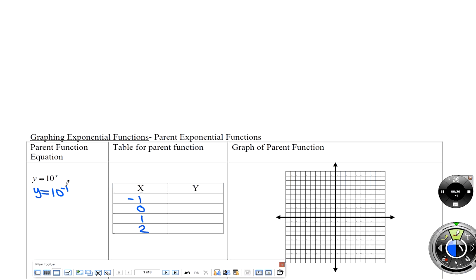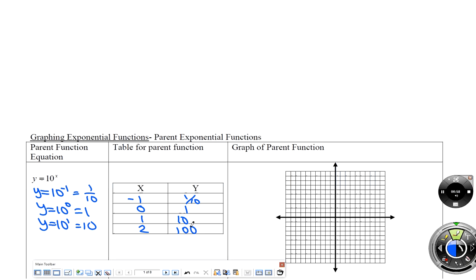So what's 10 to the negative 1 power? 1 over 10. And then when you plug in 0, you're calculating that y value by calculating what 10 to the 0 power is, which turns out to be 1. And then 10 to the first power gives us 10, and 10 to the second power will give us 100. I'm not going to plot that point, but I have it there if I needed it.